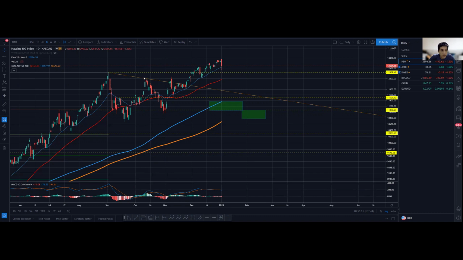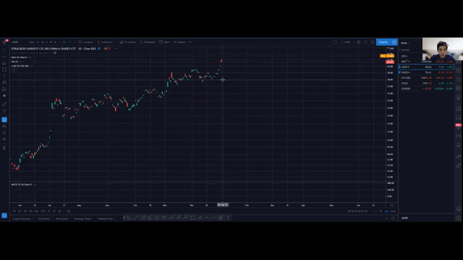In fact, I will put one line over here. Basically it was resisted one time, two times, broke through, and then found support and went up. So I would consider this, instead of this, as the more significant horizontal resistance on the daily chart based on the number of touches it has. Right now you do see it's very near this 50 simple moving average on the daily chart as well.